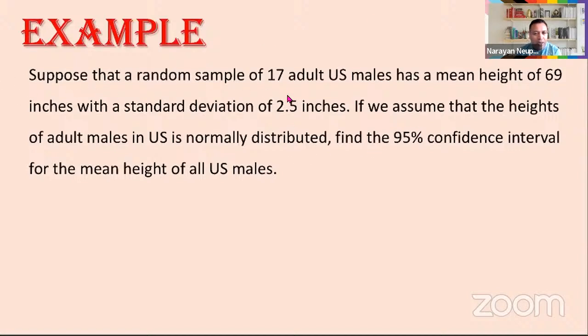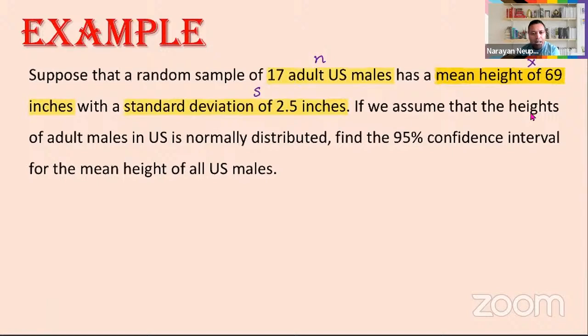Suppose that a random sample of 17 adult males has a mean height of 69 inches with a standard deviation of 2.5 inches. So the sample size is 17, as you can see, 17 adult US males. That is your sample size. They have the height of 69 inches. That is the average height, the mean height. So that is the sample mean, X bar, with a standard deviation of 2.5 inches. So the sample standard deviation is 2.5 inches.